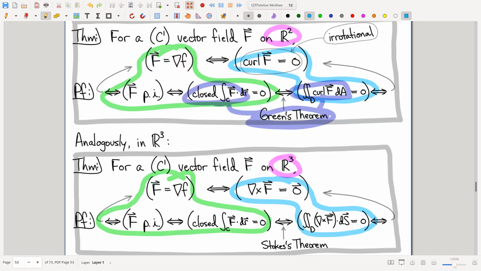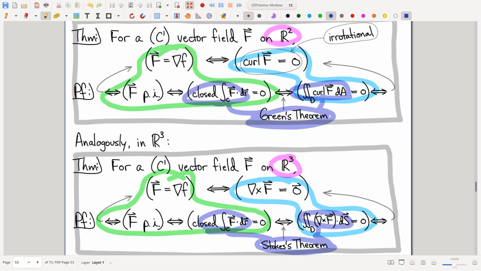Okay, so we can make those analogous statements, and then here's where our new theorem fits in. In the place where Green's theorem was, it's now Stokes' theorem. And it fits in exactly the same, exactly the analogous place. Does that make sense to everybody?